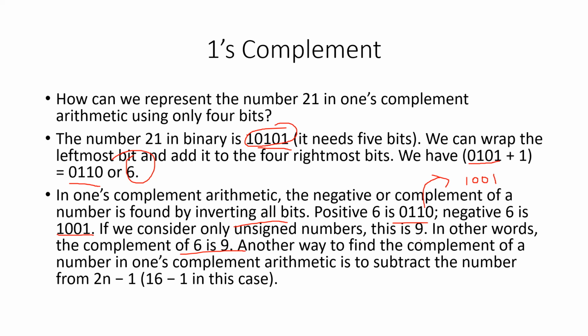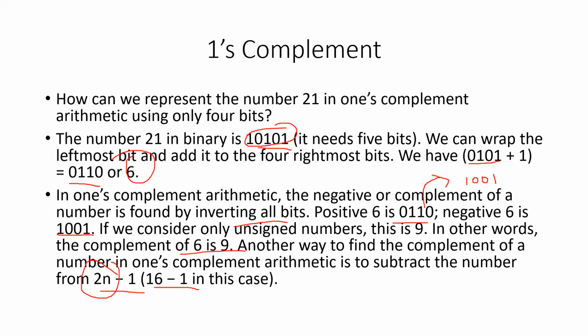Another way to find the complement of a number in one's complement arithmetic is we can subtract the number from 2 power n minus 1. This is 2 power n, please correct it. It is not 2n, it is 2 power n. So 2 power n minus 1. Here, if we are taking 4 bits, 2 power n is 16, so 16 minus 1.